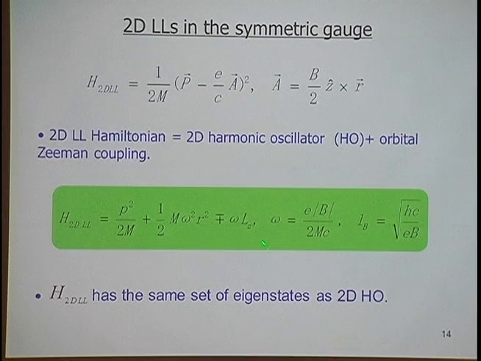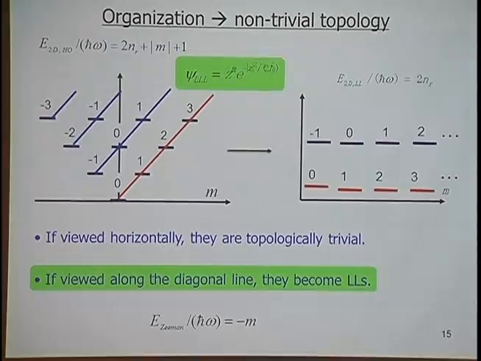And this orbital Zeeman term commutes with the harmonic potential. So they share the same set of eigenstates, which means that the Landau levels are nothing but harmonic oscillator wave functions. This is one of the reasons why we like the Landau level so much, because it's very easy to understand even for students in a first-year quantum mechanics class.